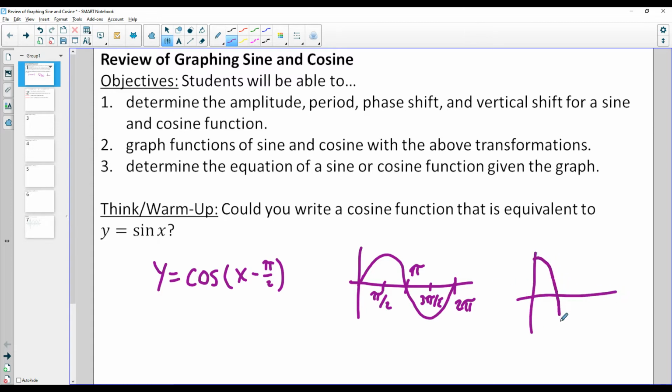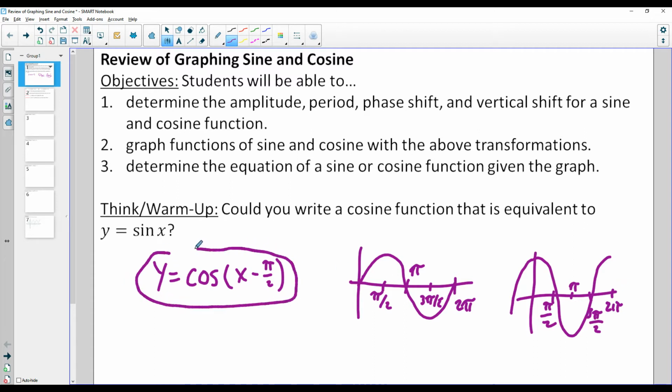Cosine starts up top, then we go down, and then up, and that's 2 pi, pi. This 0 is supposed to be pi halves, and this 0 is supposed to be 3 pi halves, right? So if we move this to the right, pi halves, really remember this one would extend downward like that. So if we move that to the right pi halves, then we're going to get our sine function. So with a phase shift of pi halves, we are going to get something that looks exactly the same as just y equals the sine of x, right?